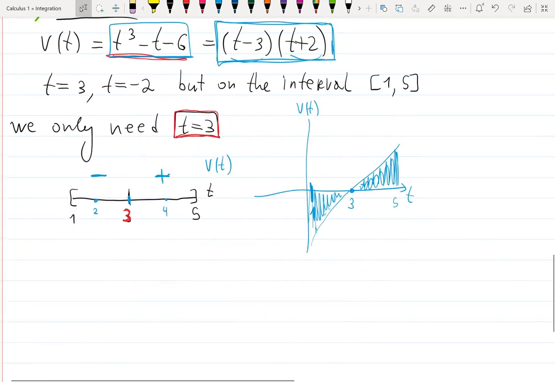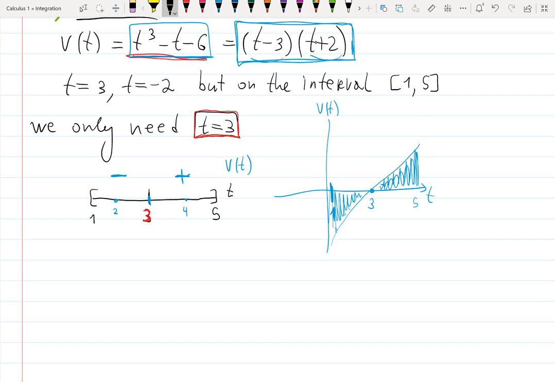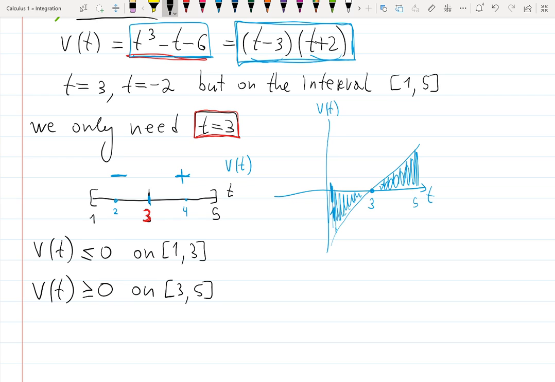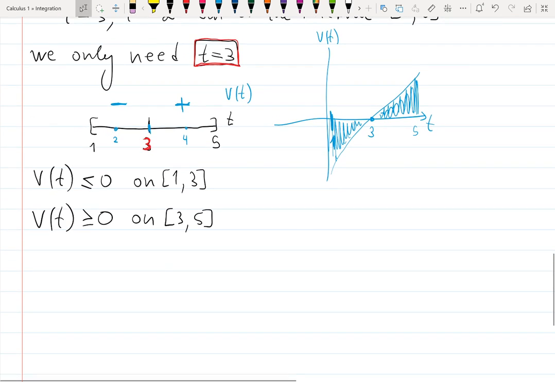Let's finish this example. So now we can conclude that v of t is negative from 1 to 3, negative or 0. Negative on 1 to 3. And then velocity becomes positive or 0 on 3 to 5.